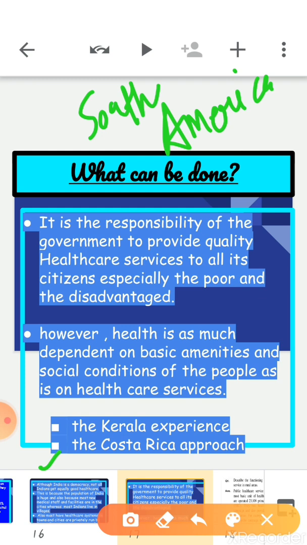The Costa Rican government believes that a country has to be healthy for its development and pays a lot of attention to the health of its people. The Costa Rican government provides basic services and amenities to all Costa Ricans. For example, it provides safe drinking water, sanitation, nutrition and housing. Health education is also considered very important there, and knowledge about health is considered a very essential part of education at all levels, right?